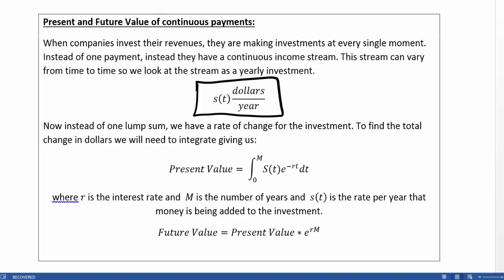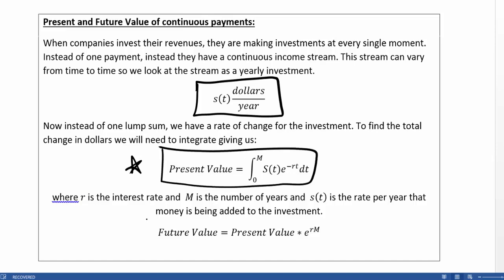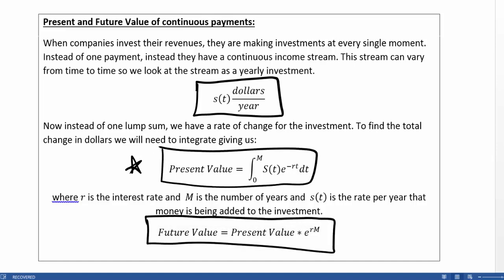So now we have our two formulas that we need to talk about investing money when we have a continuous income stream. So these are the two formulas that we're going to need. So let's look at some problems and see how we are going to use these in different ways to calculate different things about investments.